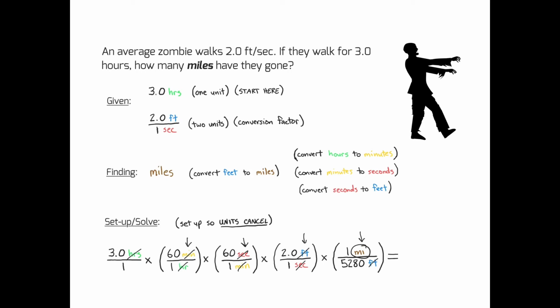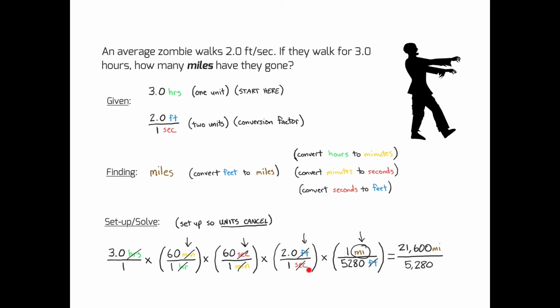So now we can calculate. So we multiply 3 times 60 times 60 times 2 times 1. And what we get is 21,600 miles on top. So if we look across the top here, miles is the only unit that hasn't been canceled, right? So feet, seconds, minutes, hours have all been canceled, but miles haven't, so the miles stay. Next we multiply across the bottom, so 1 times 1 times 1 times 1 times 5,280. And that gives us 5,280.